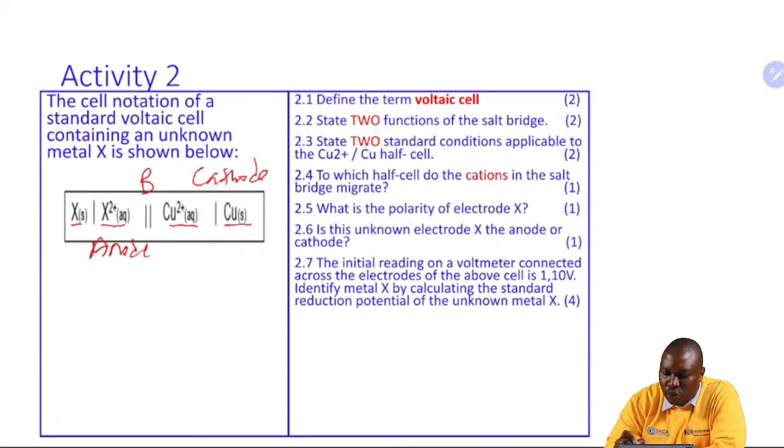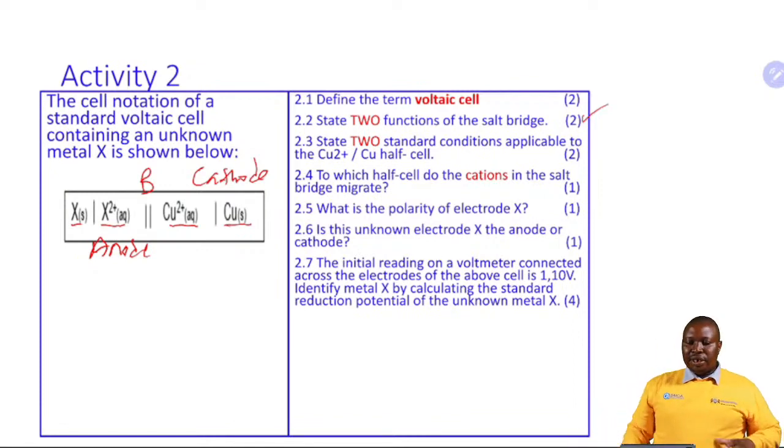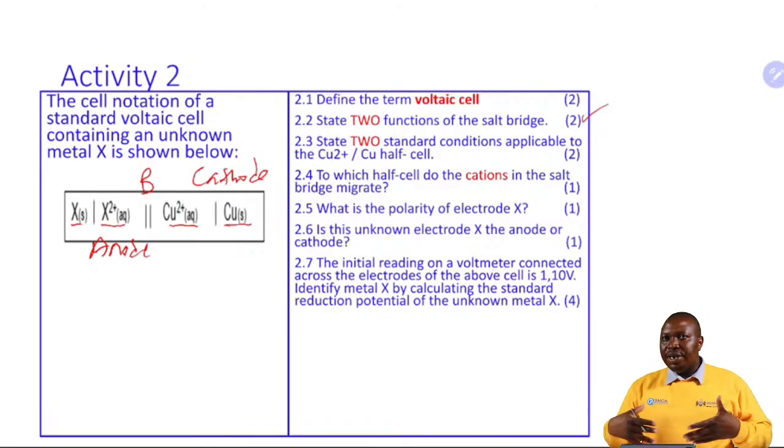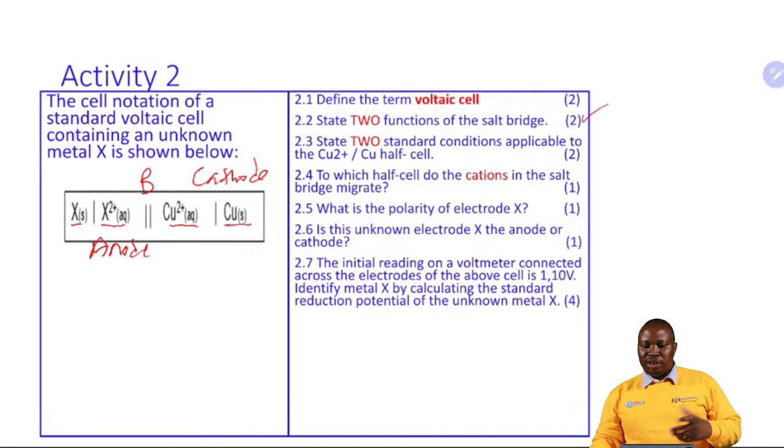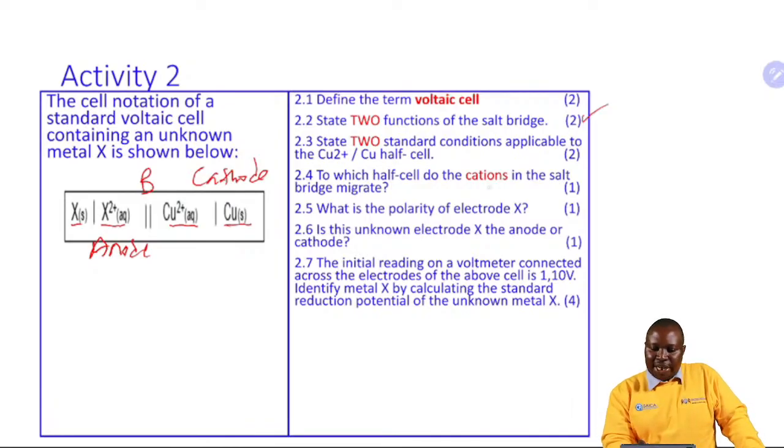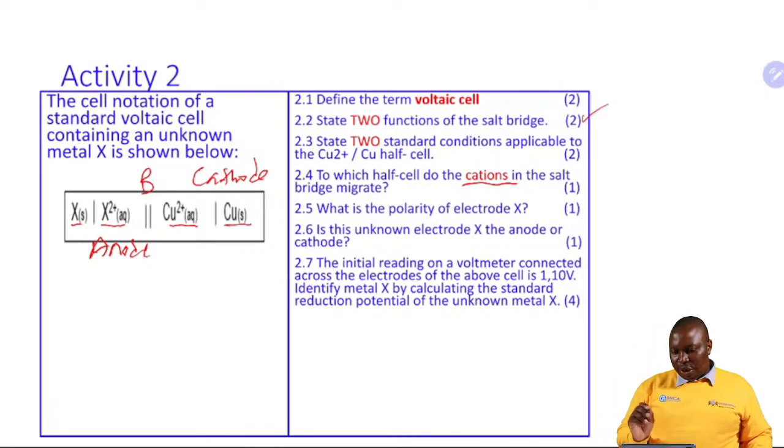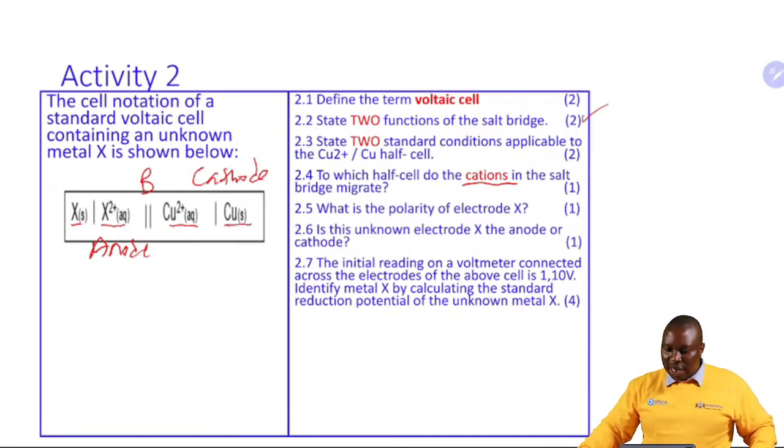They say state two functions of the salt bridge. Remember, this question is repeating. We talked about that. To complete the circuit, to maintain electrical neutrality by allowing the flow of ions. State two conditions applicable to the copper 2 plus copper half cell. So you will say initial concentration 1 mole per cubic decimeter, temperature 25 degrees Celsius. So you can see that these questions almost always repeat themselves. So if you have understood this, you will always get this. To which half cell do the cations in the salt bridge migrate? Remember, cations always go to the cathode.